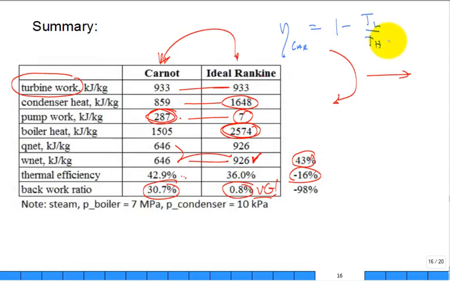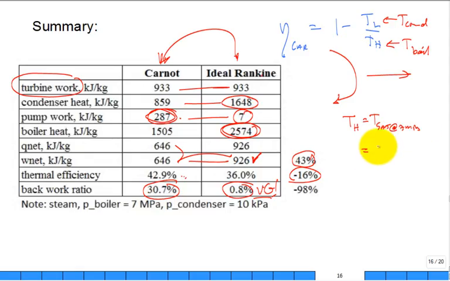What is our low temperature for the cycle at which all the heat is rejected? Isn't that the condenser temperature? And the boiler temperature, isn't this the high? For our problem, what was our boiler temperature again? The 7 megapascal. What is the temperature high for Carnot when you had 7 megapascal? That's the saturation temperature at 7 megapascal.